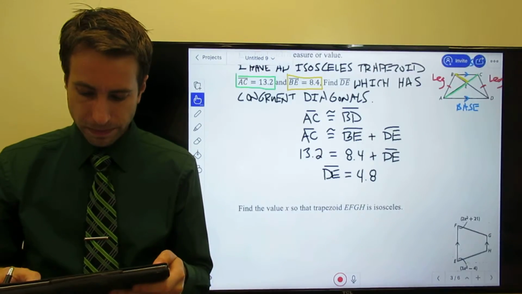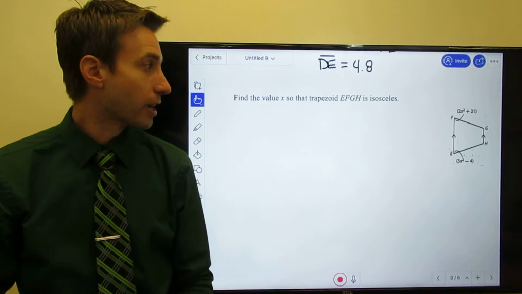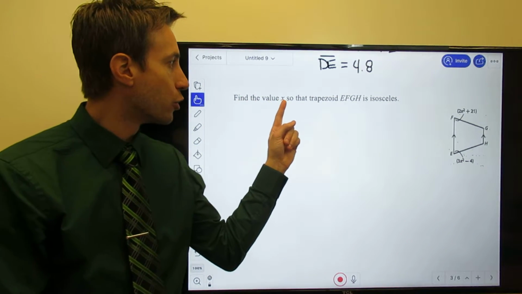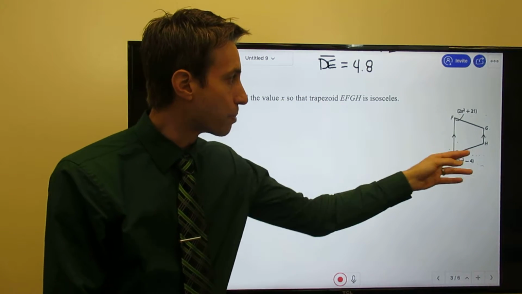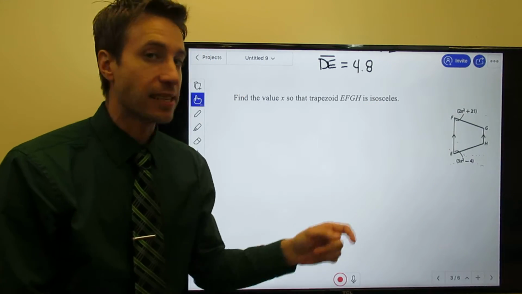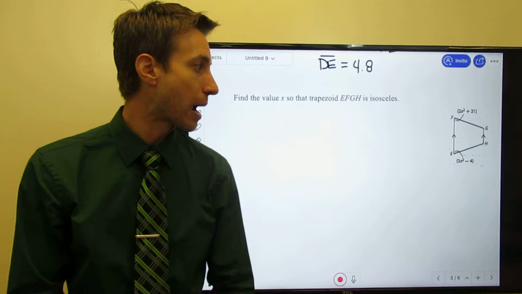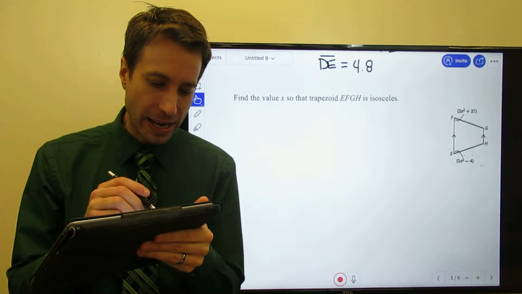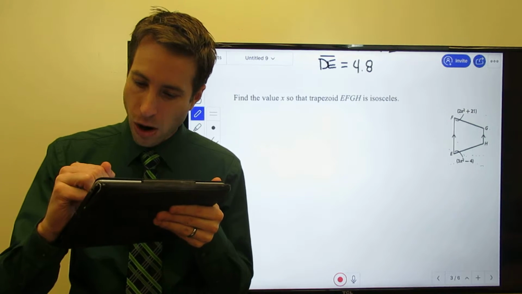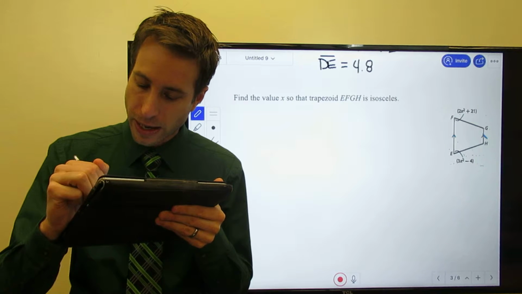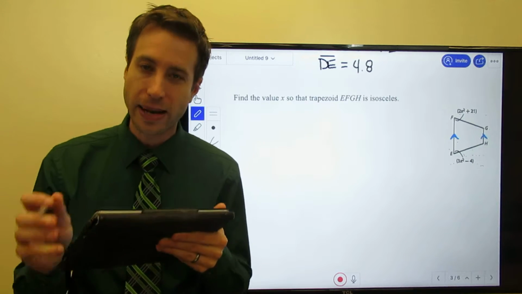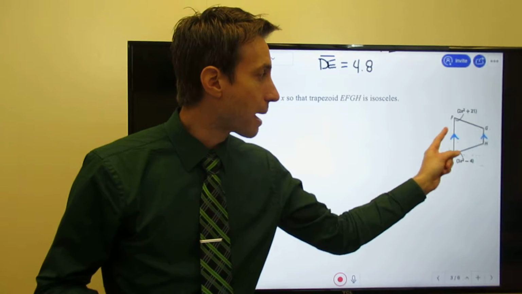Let's go ahead and try another one. Here's what I got for you. I ask you to find the value of x so that the trapezoid that I've given you is isosceles. Okay, so I want this trapezoid to be an isosceles trapezoid. Here's what we remember about isosceles trapezoids. Here are my parallel sides. I tell you that right there in the diagram. There they are right there. Those are going to be my bases.